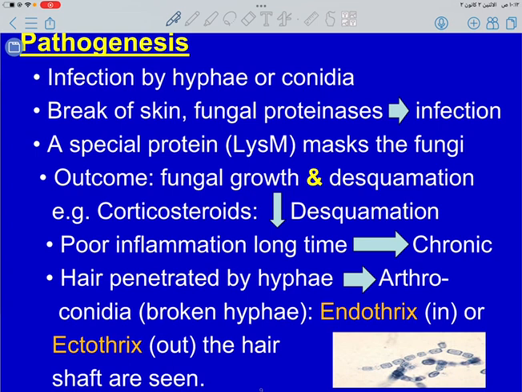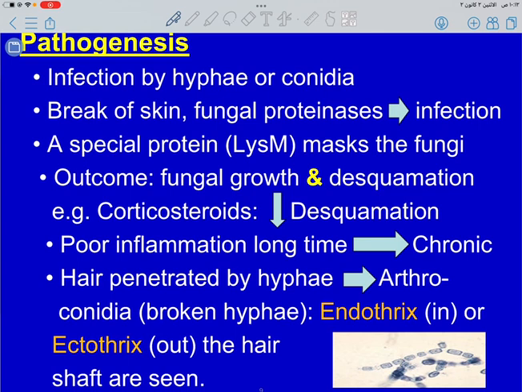Lyse M. يعني كل كائن حي له مقدرة على الدفاع عن نفسه. الفنجاي أيضا لها مقدرة على الدفاع by masking itself by lyse M. The outcome of this infection, there will be fungal growth, desquamation. Desquamation يعني المنطقة التي تصاب تتقشر، يصير فيها قشور نتيجة الانفكشن والdestruction.